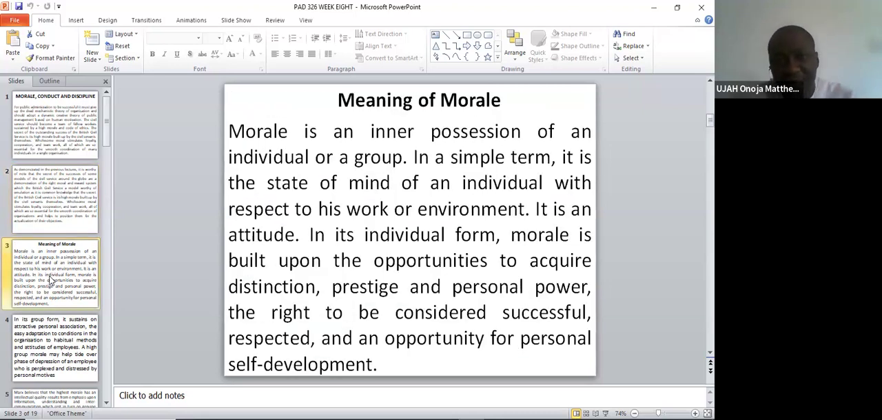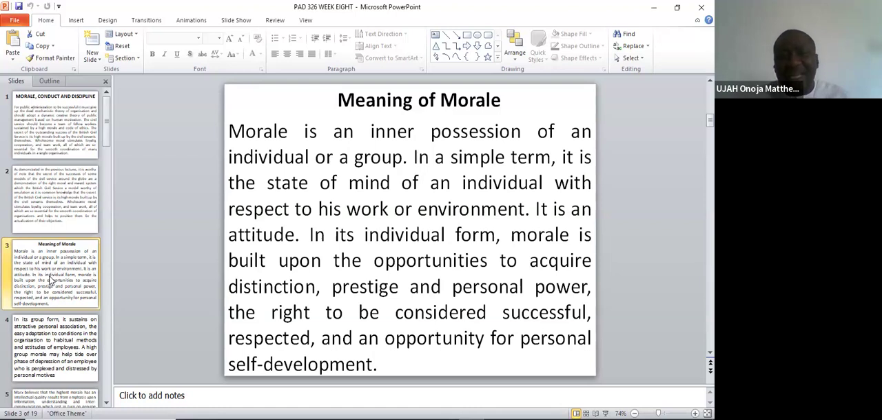So what is morale in itself? Morale is an inner possession of an individual or a group. In a simple term, it is the state of mind of an individual with respect to his work or environment. It is an attitude. In its individual form, morale is built upon the opportunities to acquire distinction, prestige, and personal power, the right to be considered successful, respected, and an opportunity for personal self-development. So if you look at the checklists that are embedded in this definition, you would find that it goes to stimulating the individual positively to attain the highest levels of productivity within the system.